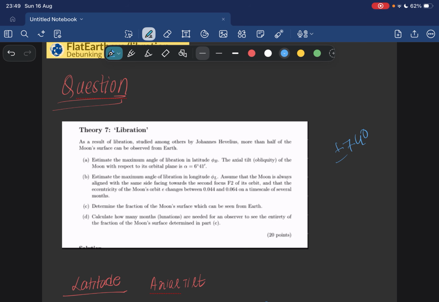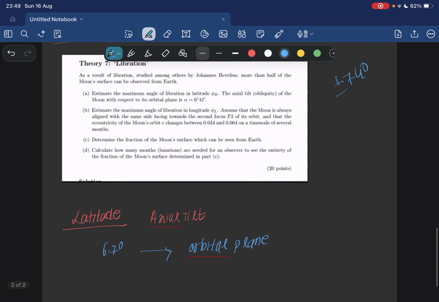So as I told you, the mechanism is that the moon moves fastest in its orbit near perigee and lags behind, revealing more of the eastern limb, while it is slowest at apogee and reveals more of the western limb as it gets ahead. So for the second question, the first question answer will be, of course, alpha equals 6 degrees.